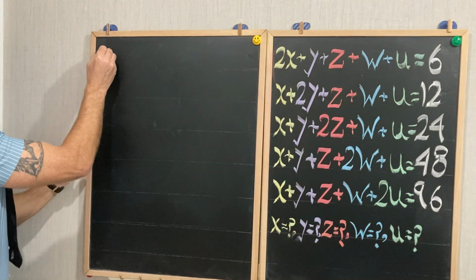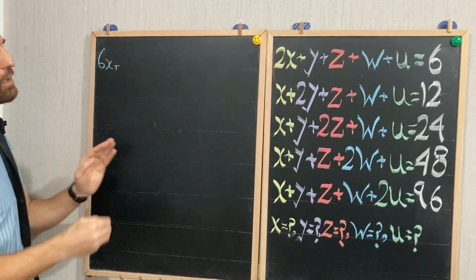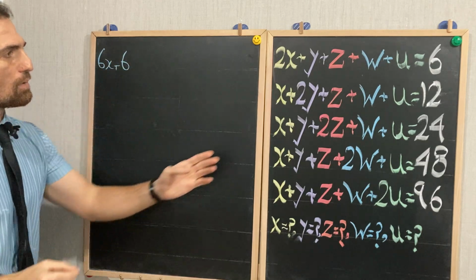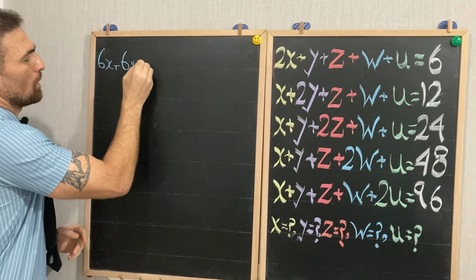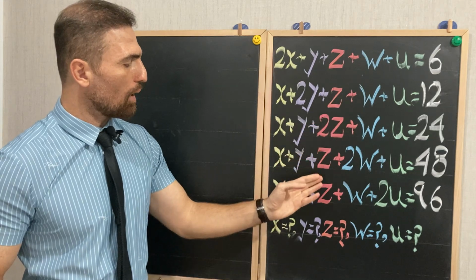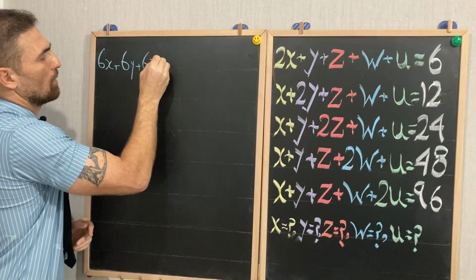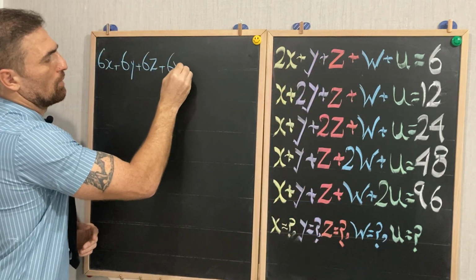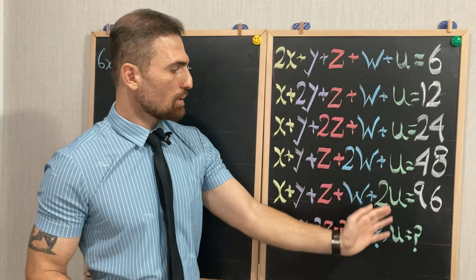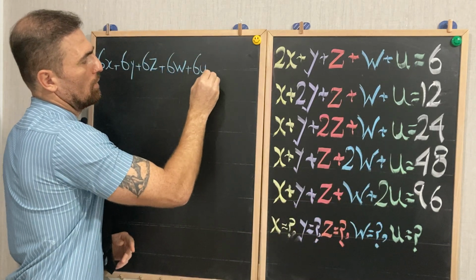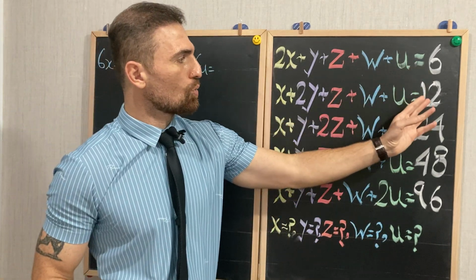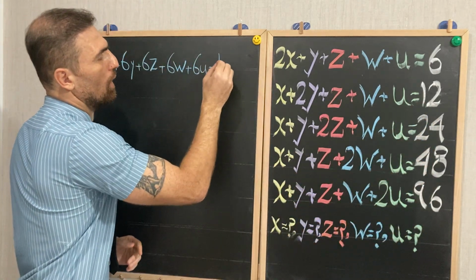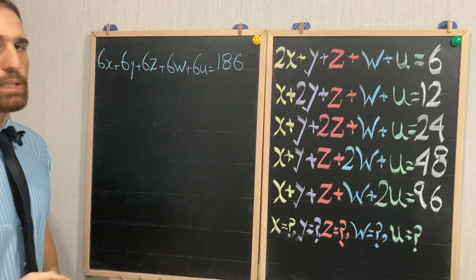Let me write it here. 6x plus 6y plus 6z plus 6w plus 6u equals 6 plus 12 plus 24 plus 48 plus 96 equals 186. What is the next step?